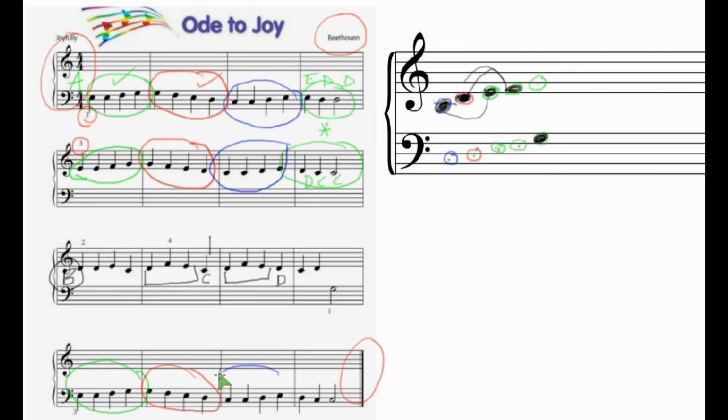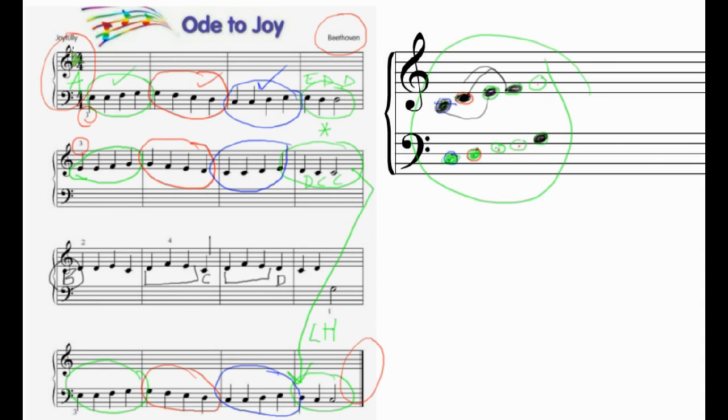Then we have third measure, C, C, D, E, same thing we had on the first line. And then the last line of this is D, C, C, which is the same notes that we played up here on the second line, but we're now playing them with the left hand. So we've got these 2 notes to finish the piece, the D and C, C. So as you can see up here, we haven't used any notes outside of the C position.